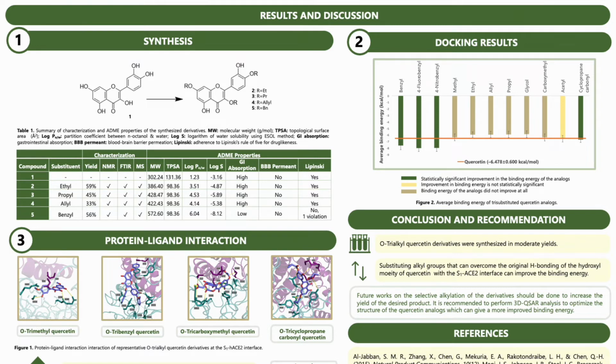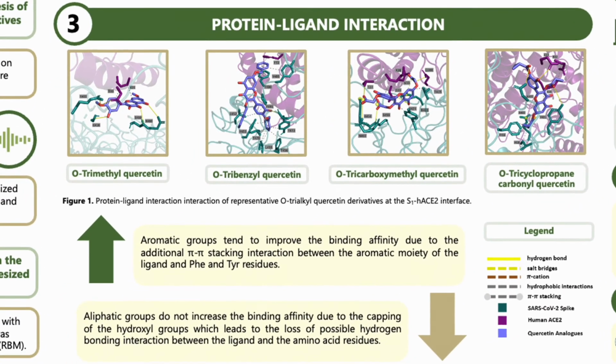Based on the docking results, 3 derivatives have significantly increased binding affinities compared to the parent compound. From the protein-ligand interaction profiling, it was observed that there is significant improvement in the binding energy upon substituting some of the hydroxyl groups of quercetin with aromatic groups. The effect of the extensive pi-pi stacking overcomes the contribution of the loss of the hydrogen bonding interaction, which was not observed in the alkylated derivatives.